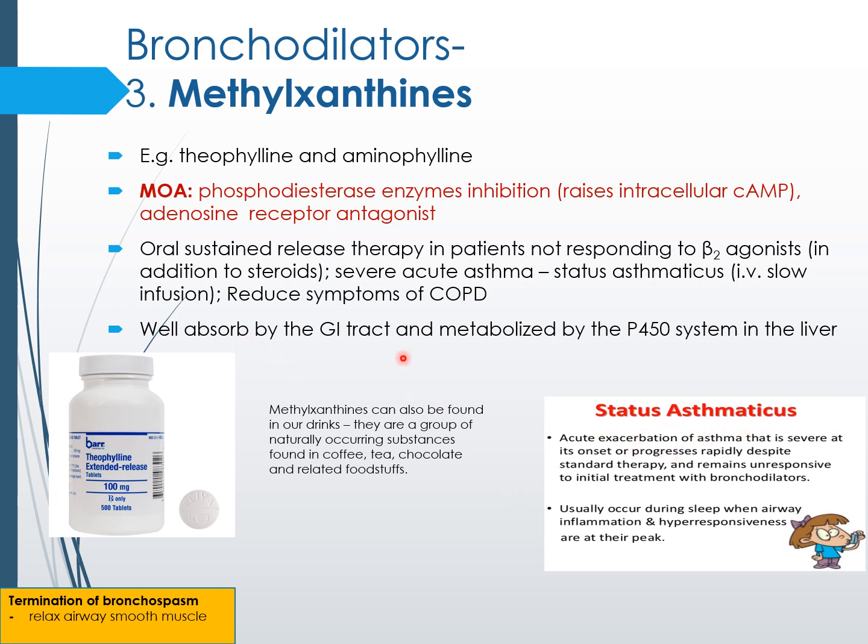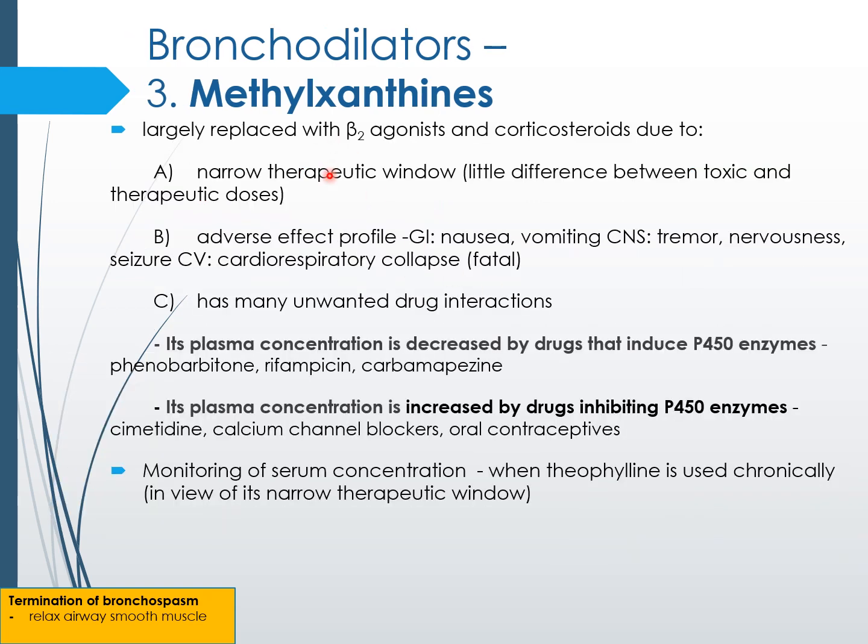It is well absorbed in the GI tract and metabolized by the P450 enzyme in the liver. These are just some pharmacokinetics of the drug, but all you have to remember at this stage is the mechanism of action and the example of the drug. Methylxanthines have been largely replaced with beta-2 agonists and corticosteroids due to their narrow therapeutic window. As for the adverse effect profile, you can see here there are various adverse effects associated with the use of this drug, and it also has many unwanted drug interactions.